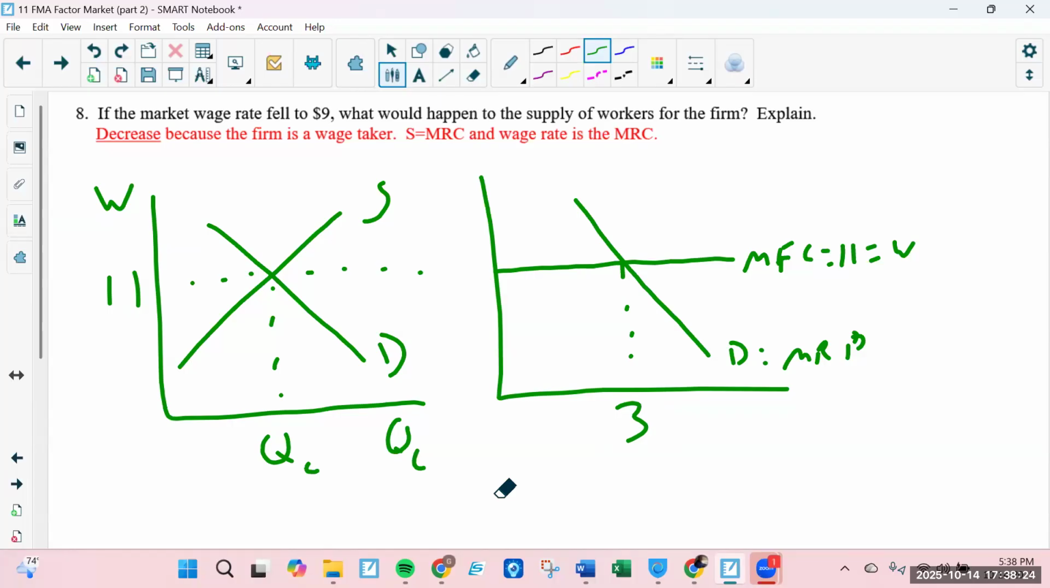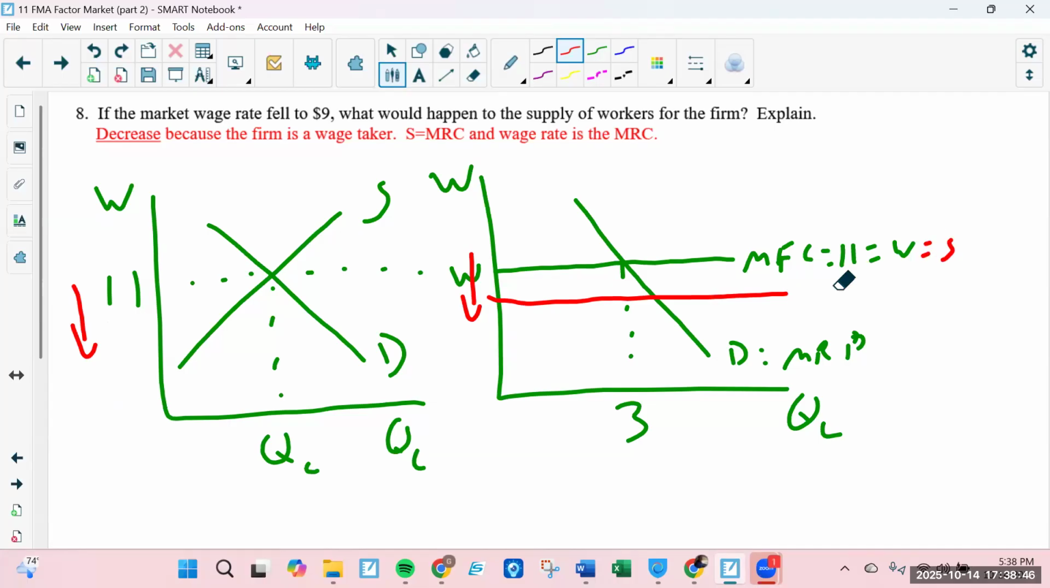It doesn't look good because there's a couple things I did. One, you need to label your axes, W and quantity of labor. And I erased that right there. That's wage rate. Now, what happened in this question is the wage rate fell. As soon as the wage rate falls this way, then this goes down this way. It fell to 9. So the supply of labor falls. So your MFC prime is equal to 9, which is equal to W prime, which is equal to S prime. The wage rate fell and the number of workers decreased. That's all that's asking.